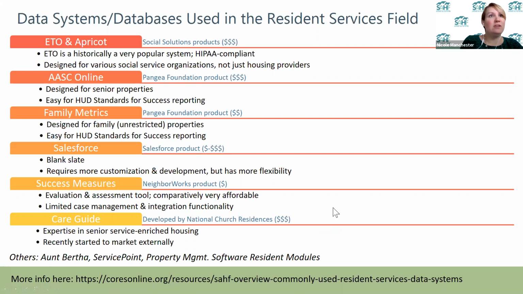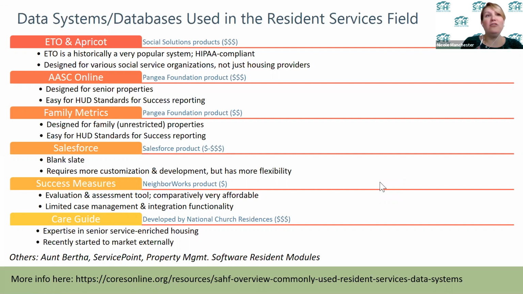I should say we're definitely not endorsing any one of these products. Different organizations have different needs and different budgets and different portfolio sizes, and that's going to have a large impact on what system you want to use. But just some common ones here: ETO and Apricot, both systems from Social Solutions, AASCOnline, and Family Metrics are very popular systems from the Pangea Foundation.